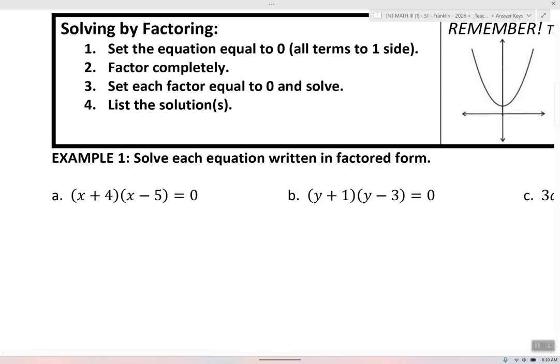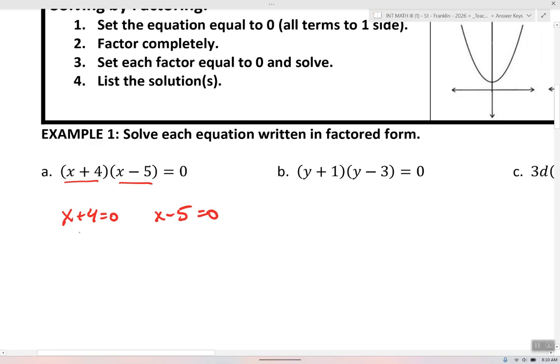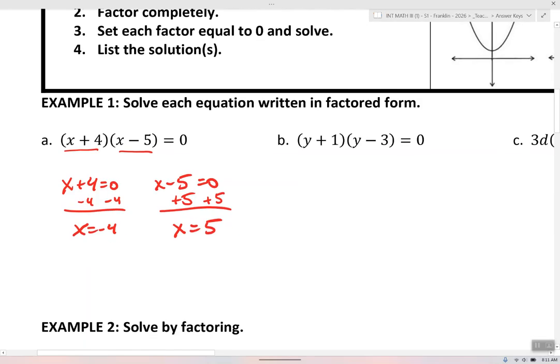So for example 1 here, these equations are already factored. They're already written in factored form. All we have to do is set each factor equal to 0 and solve. So for example A, we have x plus 4 and x minus 5. So first we're going to set x plus 4 equal to 0, and then we'll set x minus 5 equal to 0, and solve both of these equations. Well, here we're just going to subtract 4, so x equals negative 4, and on this one we'll add 5, so x equals 5. So our solutions are negative 4 and 5. And these are the values that if you plugged in for x, you would get 0 for the equation.